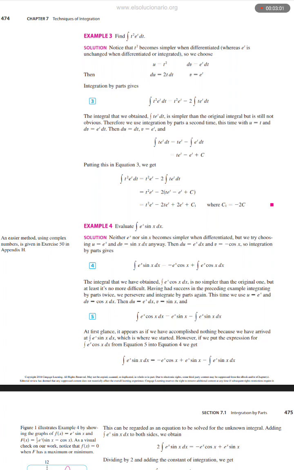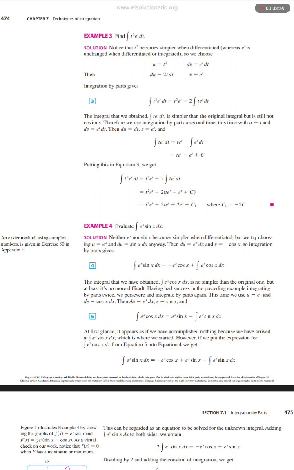Integration by parts gives equation 3. The integral of t squared times e to the power t dt equals t squared e to the power t minus 2 times the integral of t e to the power t dt. The integral that we obtained, the integral of t e to the power t dt, is simpler than the original integral, but is not obvious. Therefore, we use integration by parts a second time, this time with u equals t and dv equals e to the power t dt.